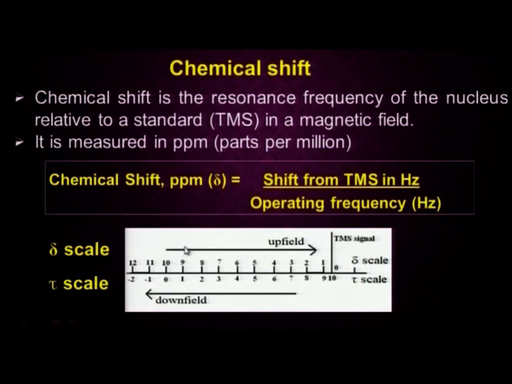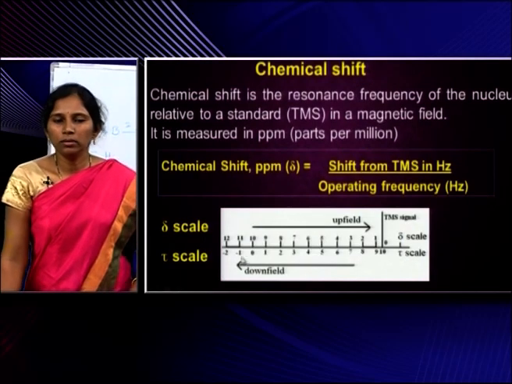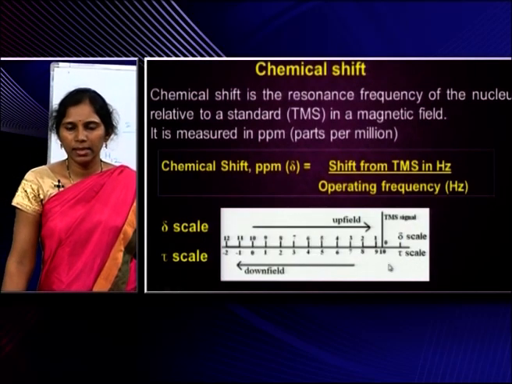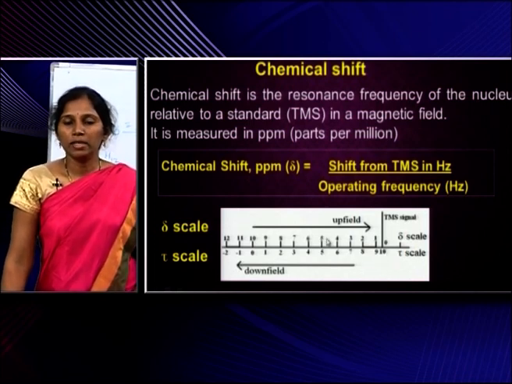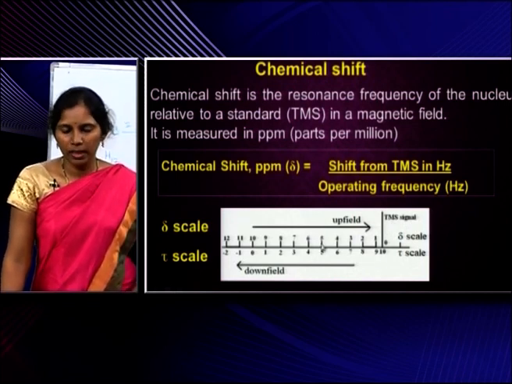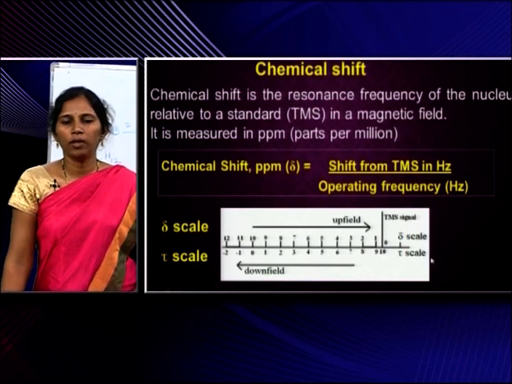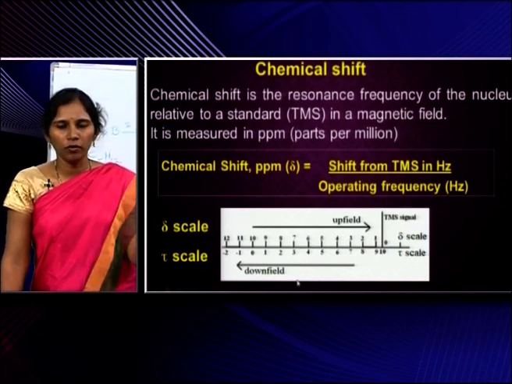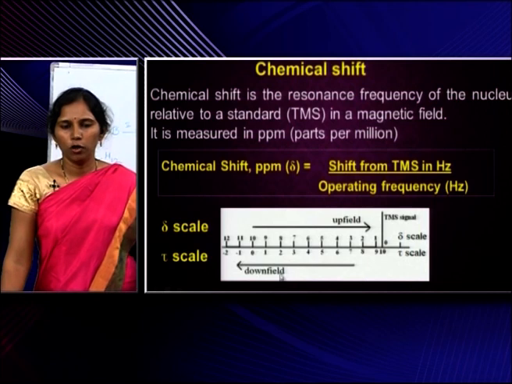And the chemical shift we can study in two scales, delta scale and tau scale. In delta scale the TMS is calibrated to 0. Look at the slide, students. And in tau scale the TMS is calibrated to 10. The frequency range nearer to the TMS is said to be upfield, and the frequency range farther from the TMS is said to be downfield.